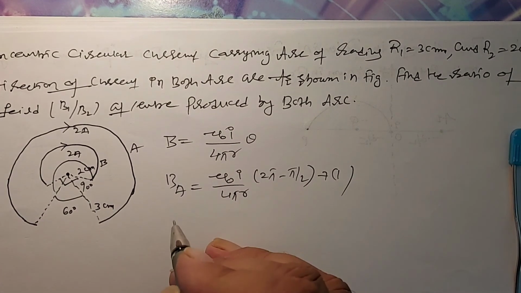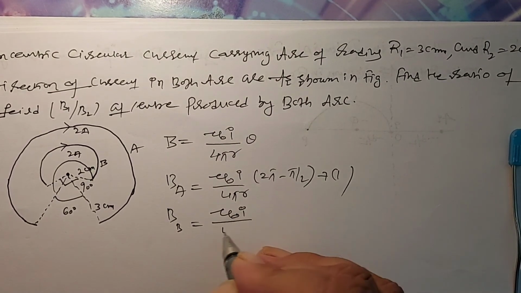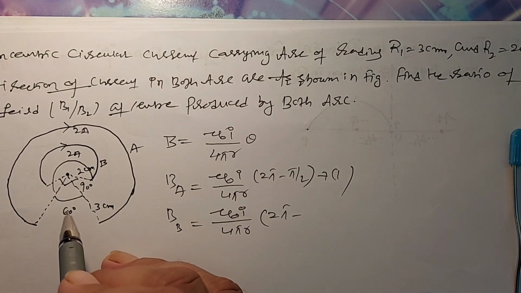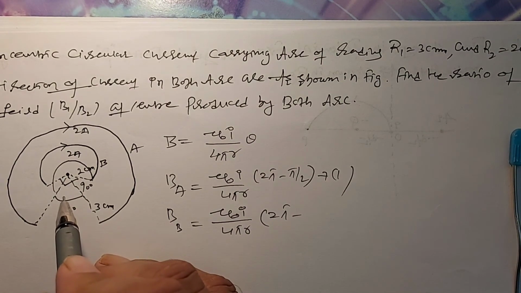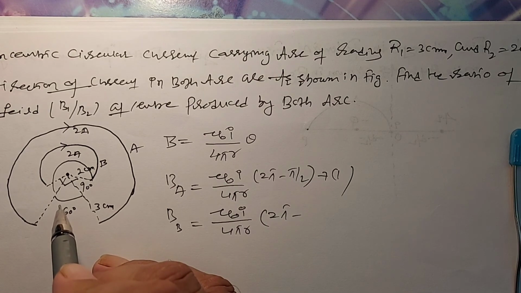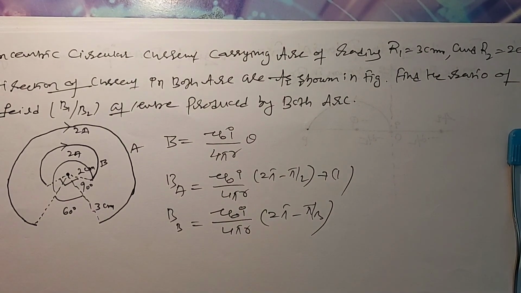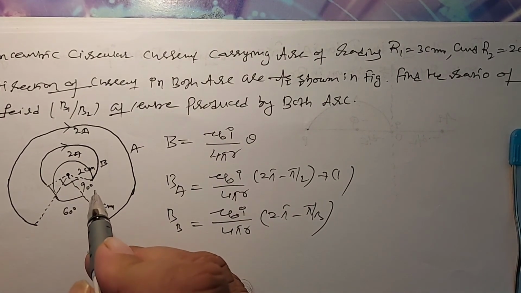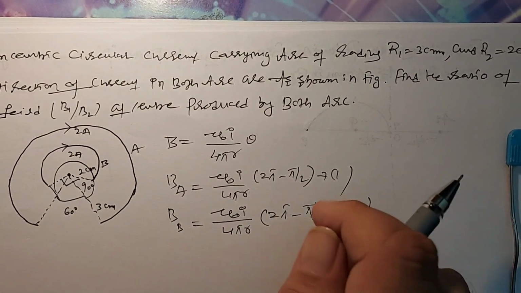And the magnetic field produced by the smaller arc at the center, BB, is equal to mu naught I by 4 pi r into theta. The smaller arc angle is how much here? 60 degrees. That means 2 pi minus pi by 3. This is equation 2.